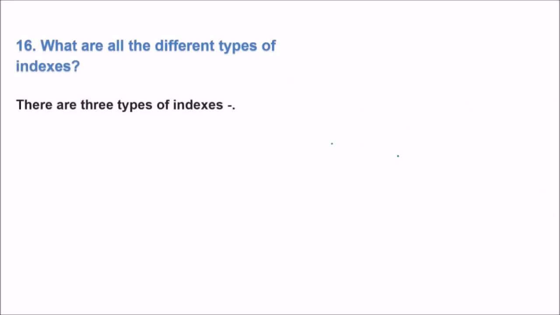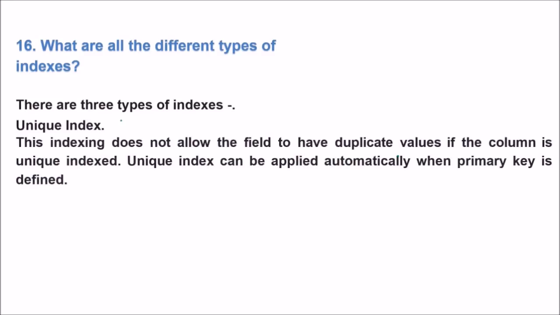The next question is, what are all the different types of indexes? There are three types of indexes. First is the unique index. This indexing does not allow the field to have duplicate values if the column is unique indexed. The unique index can be applied automatically when the primary key is defined.